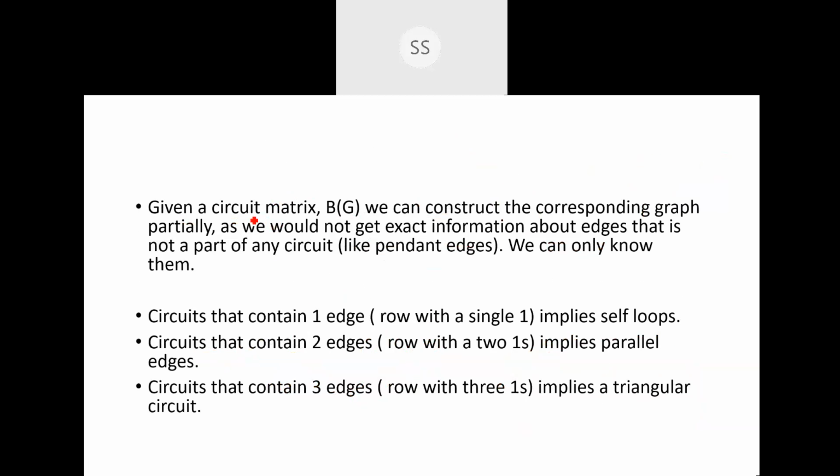Next, given a circuit matrix B of G, we can construct the corresponding graph partially. This is very, very important. When you are given a circuit matrix, that is, this matrix B of G, which consists of your circuits B1, B2 going on till Bn, and your edges E1, E2 going on till En, you can draw the corresponding graph.